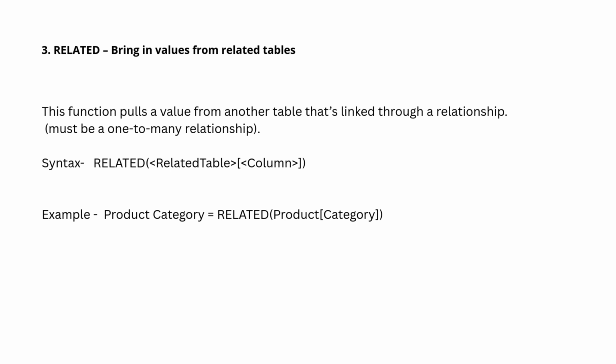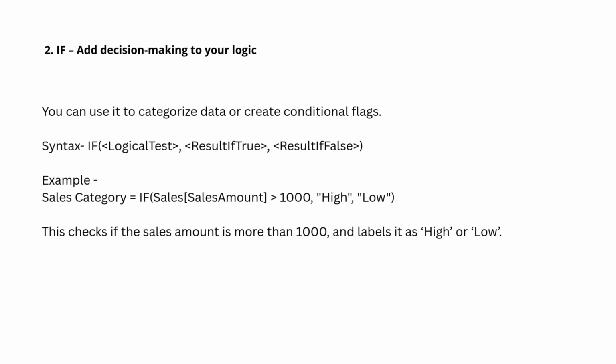The next one is the IF function. As we know, it is like an on and off switch for logic. It is useful to categorize data or to create conditional flags. In this example, it is creating a flag called sales category, which will be set to high if the sales amount is greater than 1000, otherwise low.